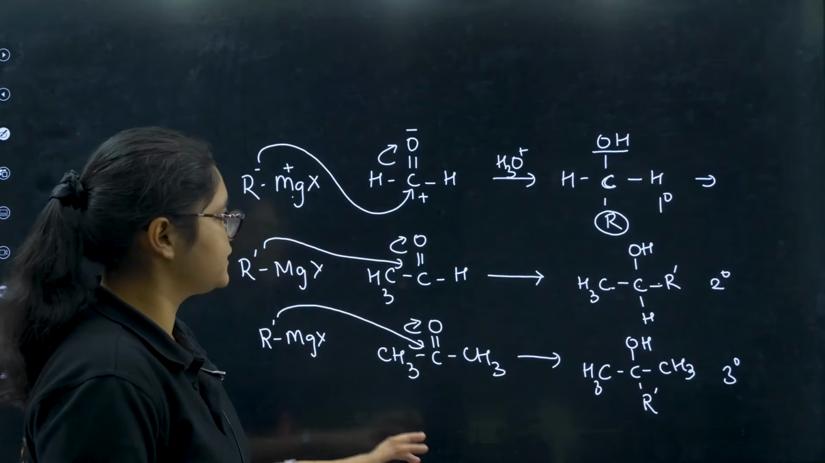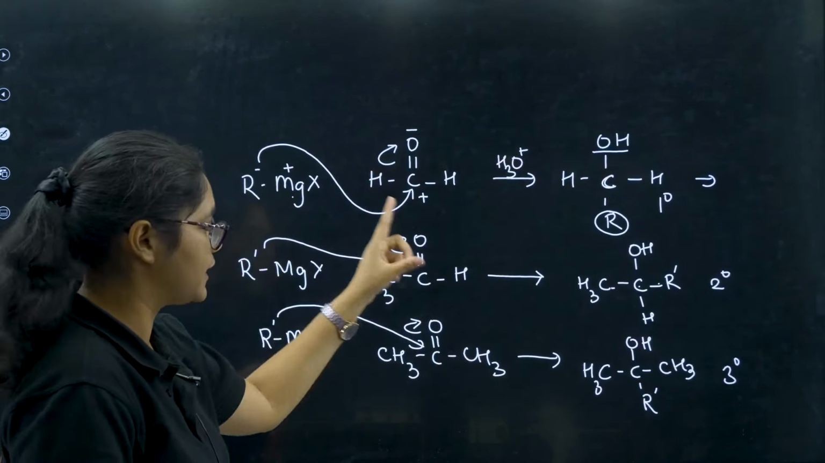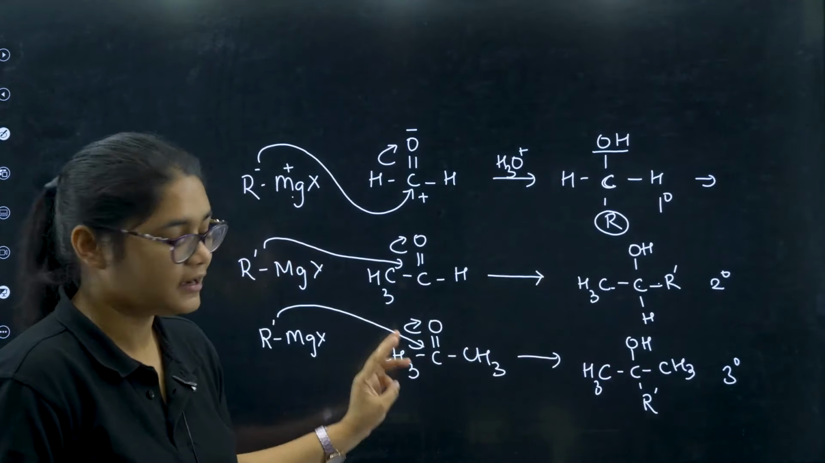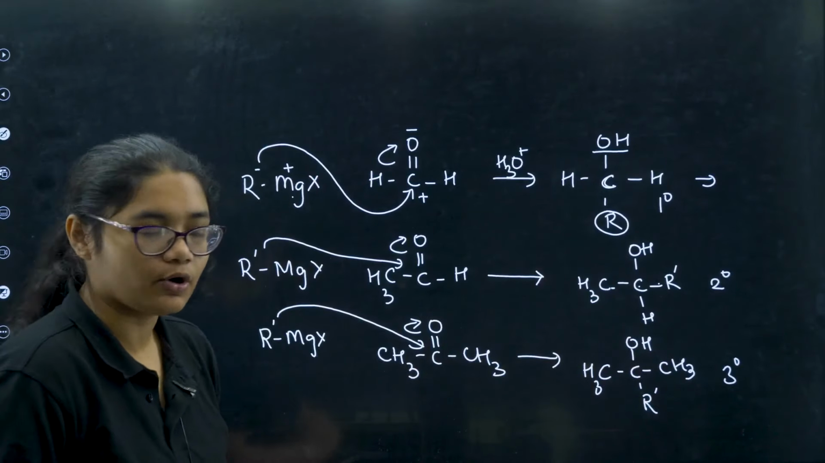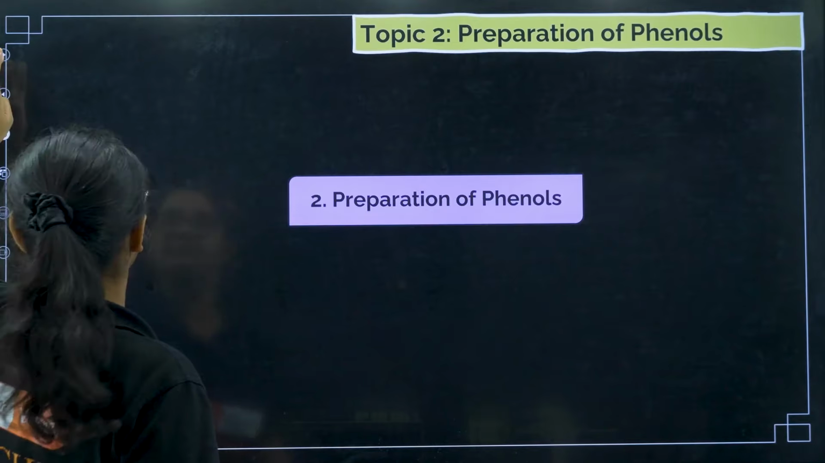Clear? So basically I want to say that if you take formaldehyde you will get a primary alcohol, if you take any other aldehyde you will get a secondary alcohol, and if you take acetone or any ketone you will get a tertiary alcohol. Okay. Now we will see the next thing, preparation of phenol.